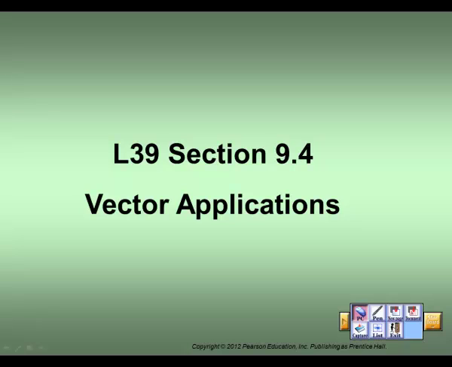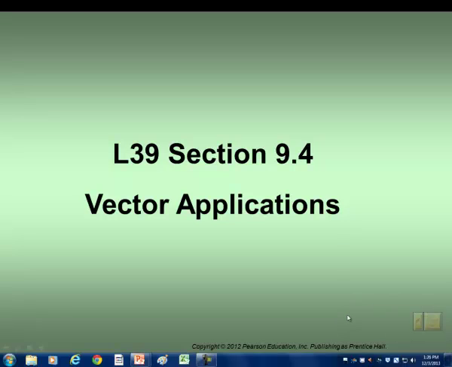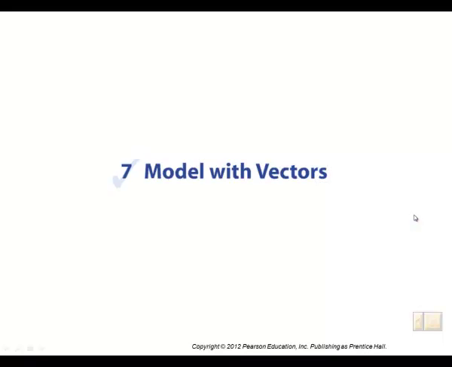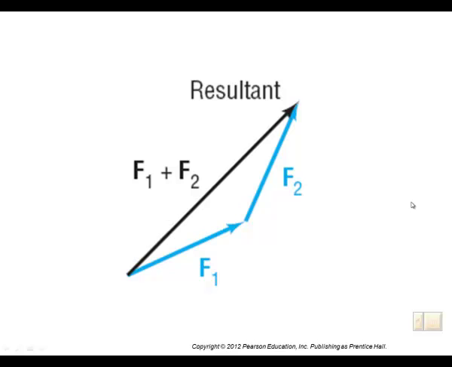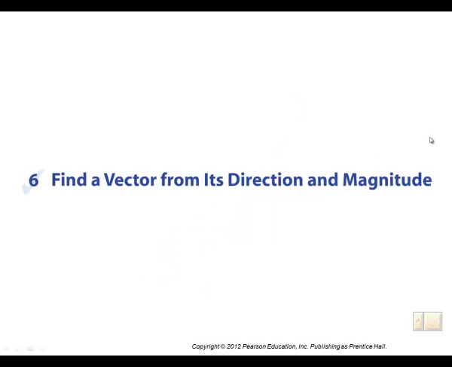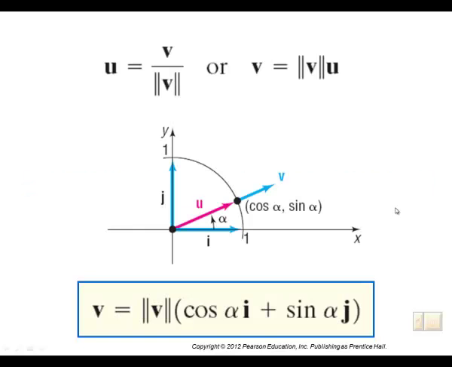This is MAT 175, lesson 39, section 9.4, Vector Applications. And the first thing that we want to look at is we have two forces, or two vectors, acting on each other, which produces a resultant vector. And so these two forces are going to be added together into a third vector. And so we want to find vector direction and magnitude in this lesson.